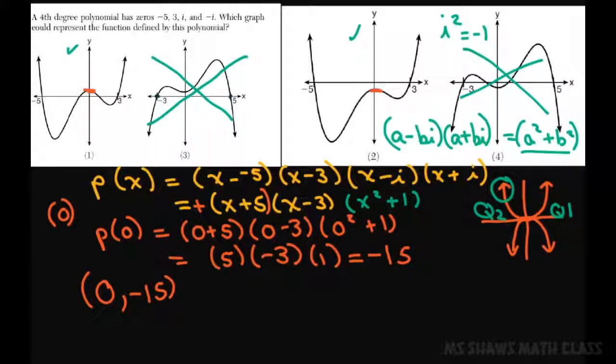That means it has to hit down here somewhere. It can't be this one, because that would be a positive number. So our answer is this graph right here.